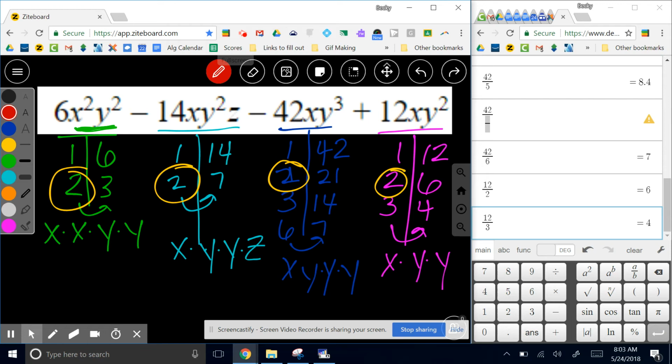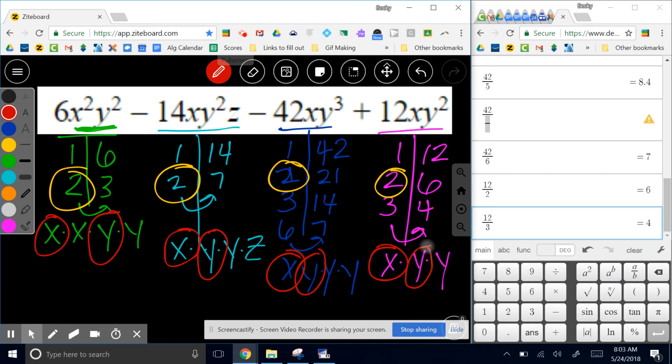So we've got 2. Now let's see, they all have an x, so there's going to be an x in our GCF. And let's see what else. They all have a y, and we all have another y. Do you see that? They all have a second y. Do they all have a z? Nope, just the 14 one has a z, so we're not going to put a z in it.